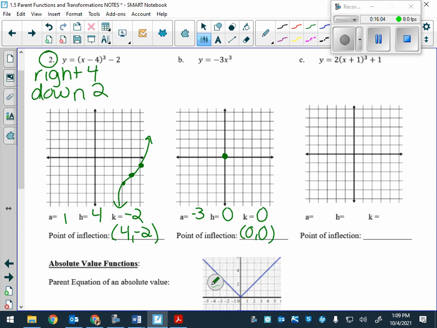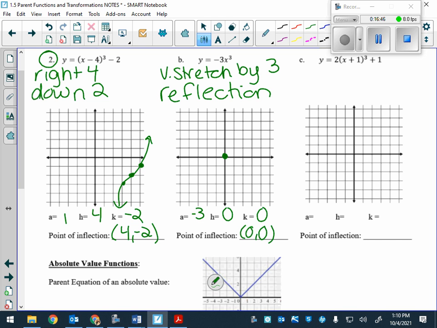What's one transformation? Braden. Okay, what does that -3 do to the graph, though? Okay, so we have a vertical stretch by 3. What else is happening? Sawyer? Okay, it's a reflection. It's a reflection.